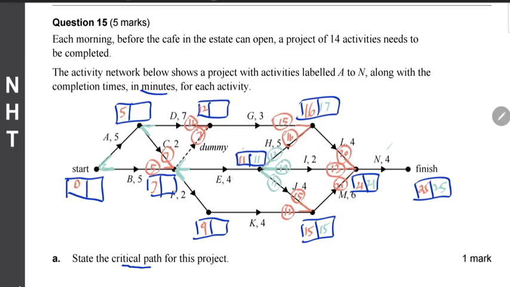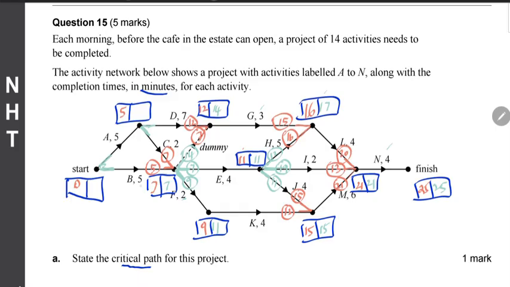Along E, 11 take away 4 is 7. And going along K, 15 take away 4 is 11. And 11 take away 2 is 9. Coming along the dummy, we have to first go across G. 17 take away 3 is 14. And 14 going across the dummy, 14 minus 0 is 14. And the smallest value is 7.